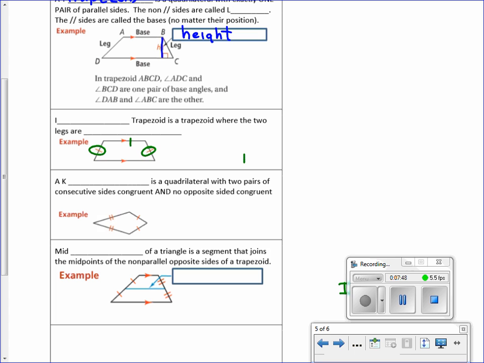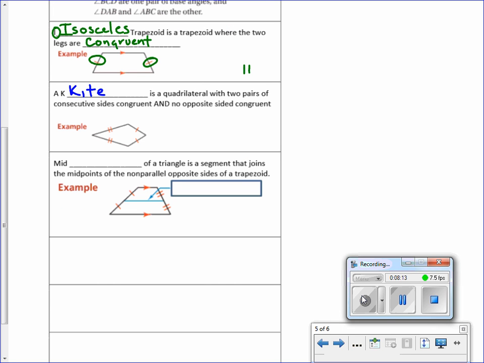Okay, suppose we have a trapezoid where we have these legs, as they call them. The legs are congruent. What kind of trapezoid is that? It starts with an I. You've heard this word before, and it comes from, if you think about it, a triangle that has two sides that are congruent. Okay, that's an isosceles trapezoid, and that's where the legs are congruent. All right, so those are our two types of trapezoids.